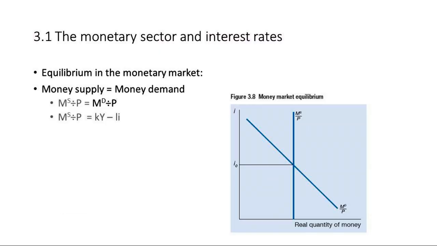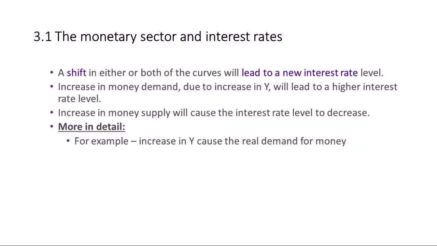Now, if you combine the money supply and the money demand, you get a graph that looks like figure 3.8. And on this, you can see equilibrium in the money market, where the two lines intersect, and the equilibrium interest rate is I0. Movements of these curves will lead to a new interest rate. An increase in the money demand that is caused by an increase in incomes will lead to a higher interest rate. And an increase in the money supply will cause the interest rate level to decrease.